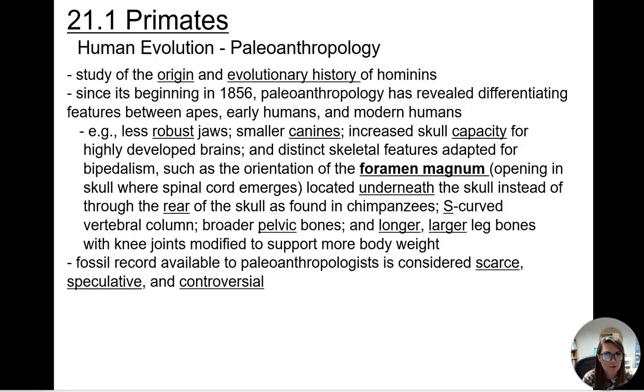That's going to be a hole where your spinal cord is going to come out, so you have your brainstem and spinal cord. And so that's going to be that opening for the spinal cord to come out and to start to emerge to go down the spine. It's going to be located underneath the skull instead of through the rear of the skull, as found in chimpanzees. Also, we have S-curved vertebrae.